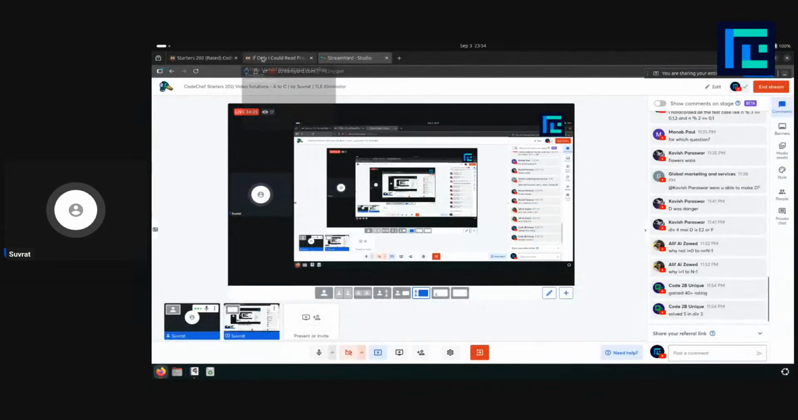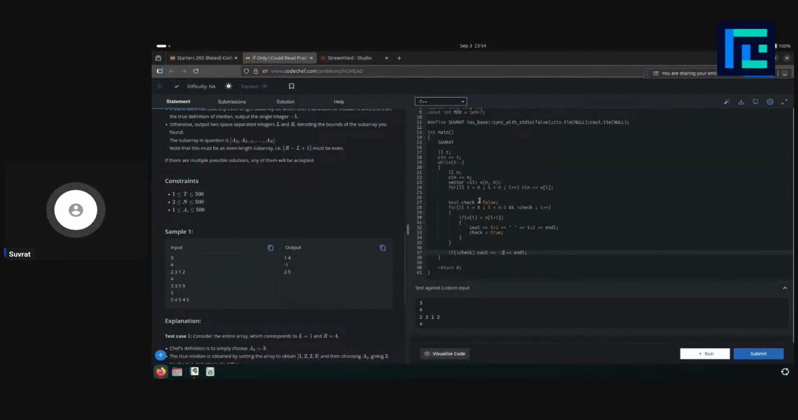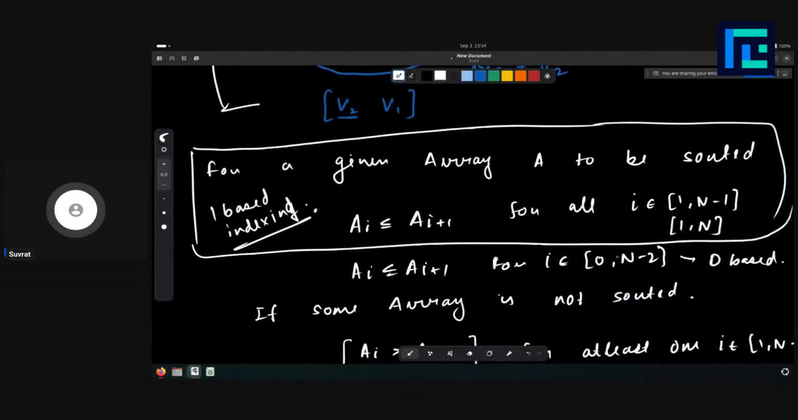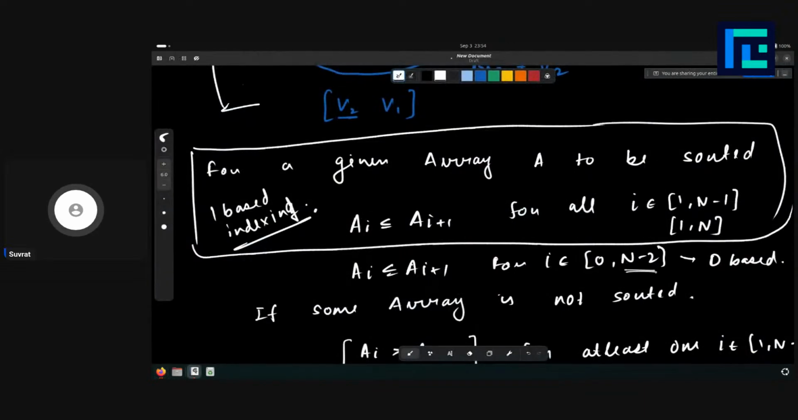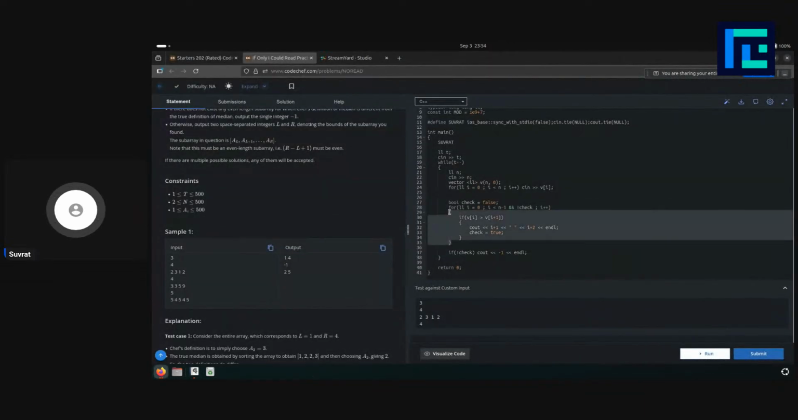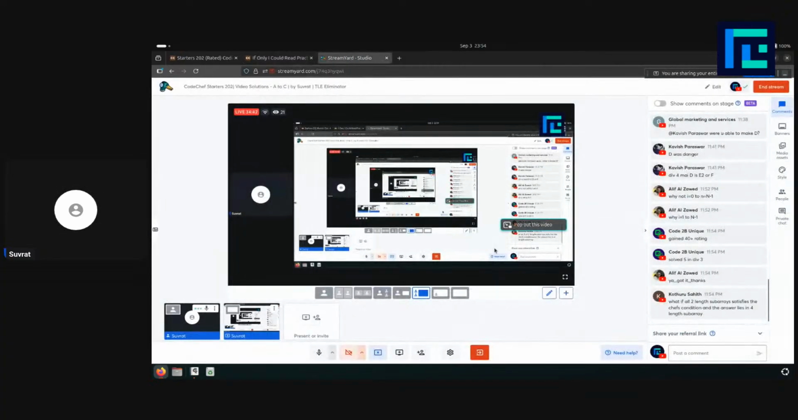And in the code also, I have written the condition i is less than n minus 1, which is basically till n minus 2. So this is for 0 based. Okay.